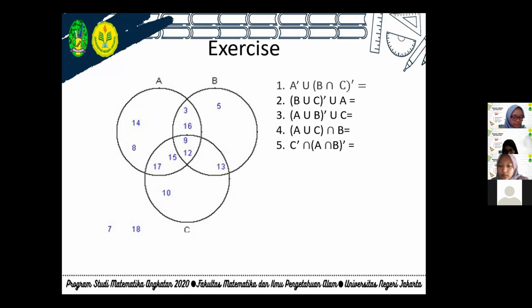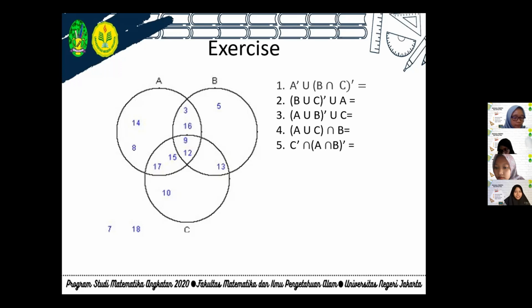Can I try number 1? Yes, of course. 5, 7, 15, 17, 18. I'm sorry, it's still wrong. Can I try number 2? Yes, of course. The answer is 3, 16, 9, 12, 15, 17, 8, 14, 18, and 7. It's still not complete. I'm sorry, it's still wrong.